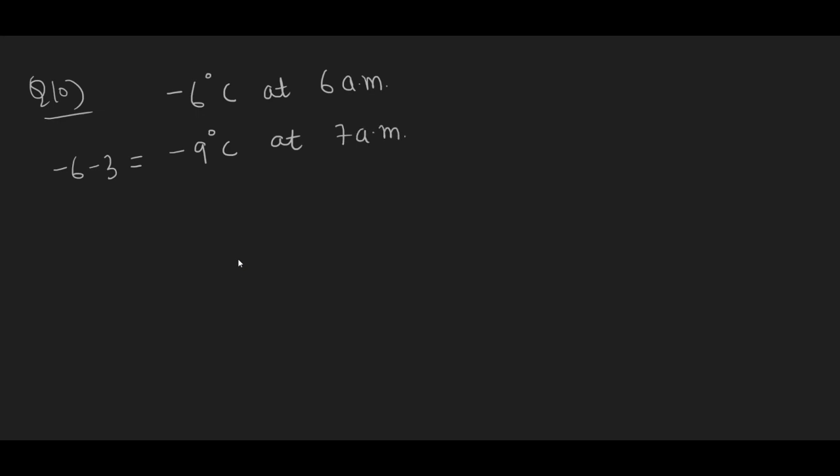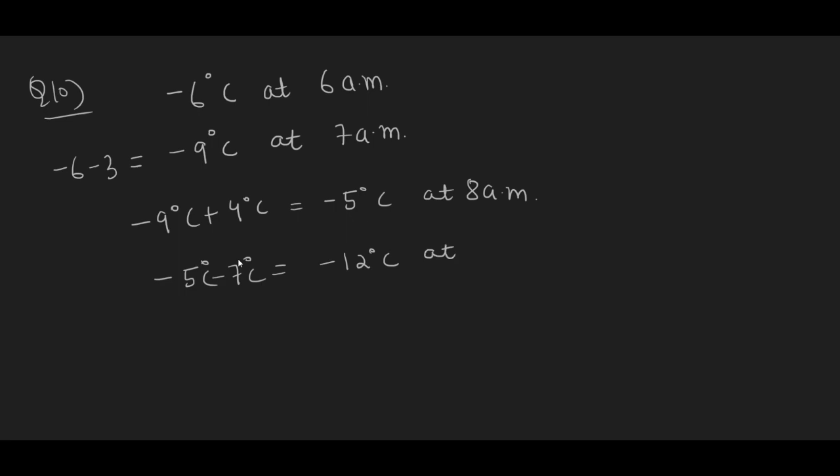It rises 4 degrees between 7 and 8. So minus 9 plus 4 degrees Celsius between 7 and 8. So it will be minus 5 degrees Celsius at 8 a.m., and then drops 7 degrees. So minus 5 minus 7 degrees Celsius. So this will be minus 12 degrees Celsius at 9 a.m. So the correct answer is B part, minus 12 degrees Celsius.